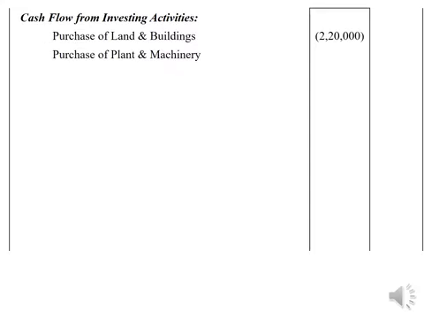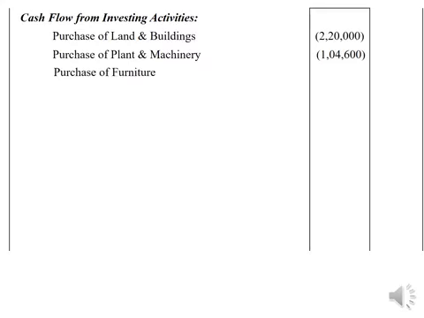Continue with cash flow from investing activities. Purchase of land and buildings worth rupees 2,20,000. We can find this amount in the land and buildings account prepared earlier. Purchase of plant and machinery worth rupees 1,04,600 amounts to investing activity. This item is also there in the plant and machinery account prepared earlier.